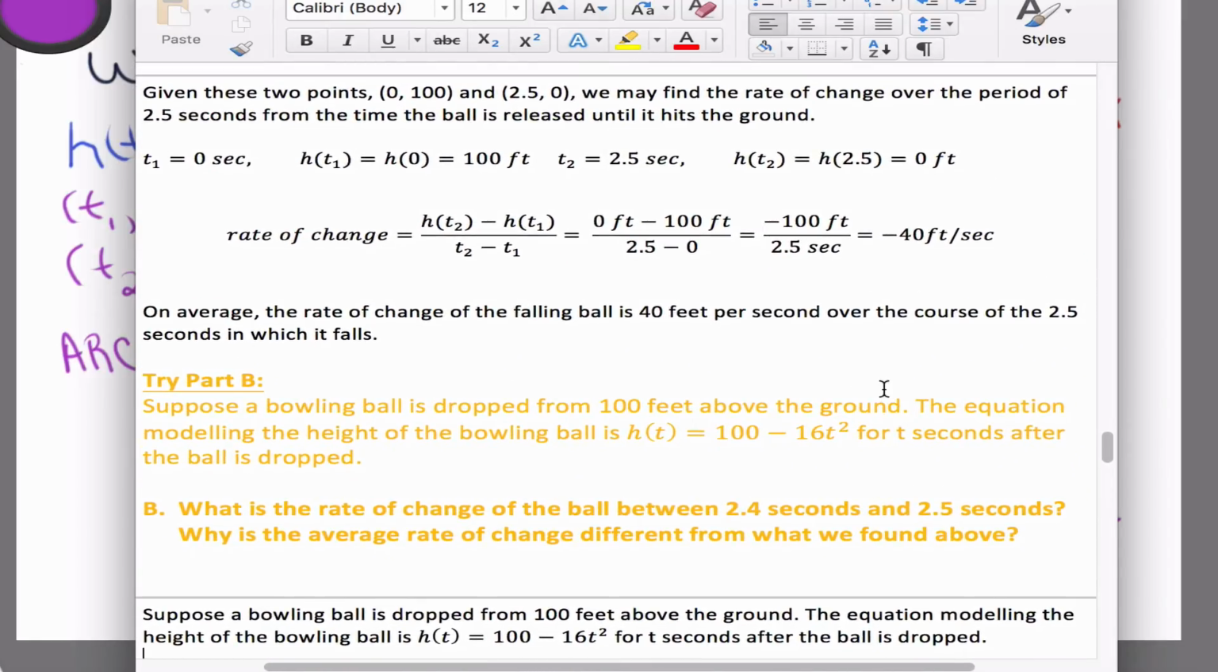Okay, how about you try this? Try part B. Here, we want to know what's the average rate of change of the ball between 2.4 seconds and 2.5 seconds. Now, the difference between this question and the question that I just solved was that in my problem, I was going from 0 seconds to 2.5 seconds. In this case, you want to find the average rate of change from 2.4 seconds to 2.5 seconds. So go ahead, take a look at that, try and work it out, press pause, and then when you're ready, press play.